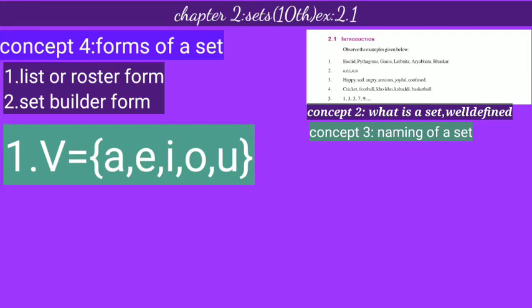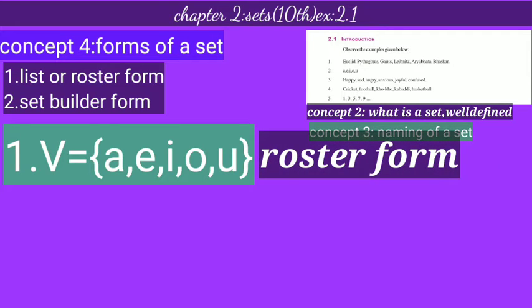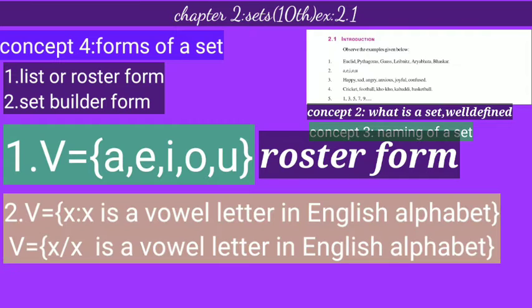So this type of writing is known as roster form or list form. There is another way to represent a set, known as set builder form. We can write this set in set builder form, that is, V equal to {x : x is a vowel letter from the English alphabet}.